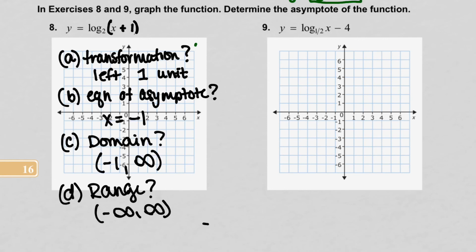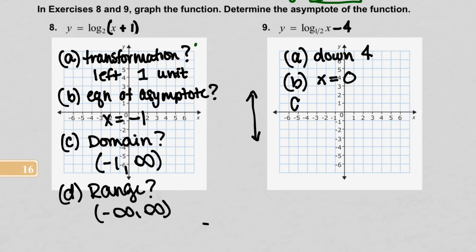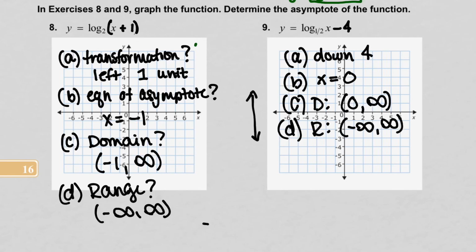So what transformation is it? Well, I've got a -4. So I know it's going to go down 4. The equation of my asymptote, well, it's got an asymptote that goes this way. So if I move it up or down, that doesn't change my asymptote at all. So my asymptote is still crossing the x-axis at 0. My domain, like I said, it can't cross that asymptote. And then finally my range. That's not restricted at all. It can go from negative infinity to infinity.